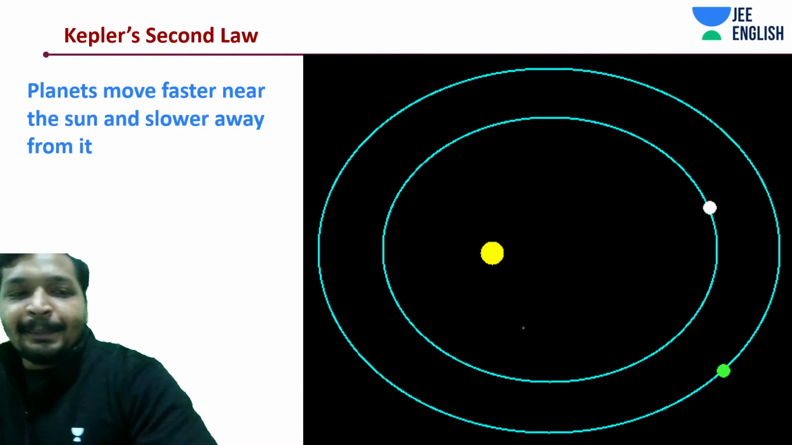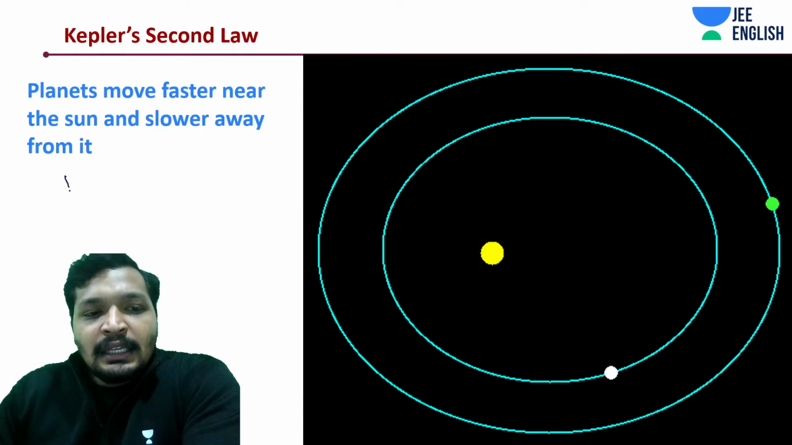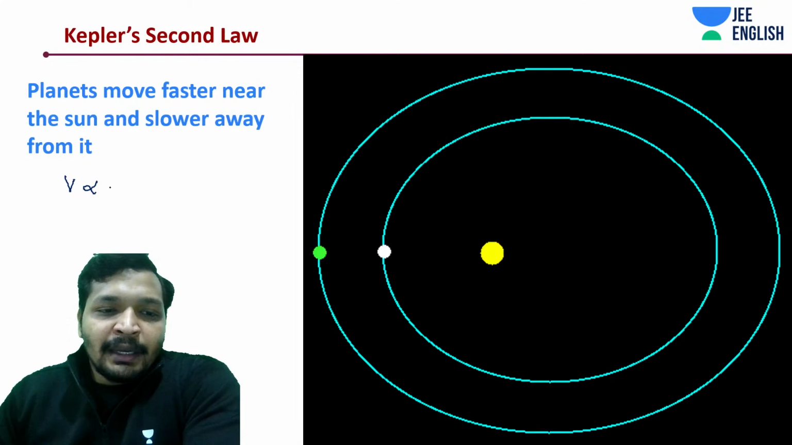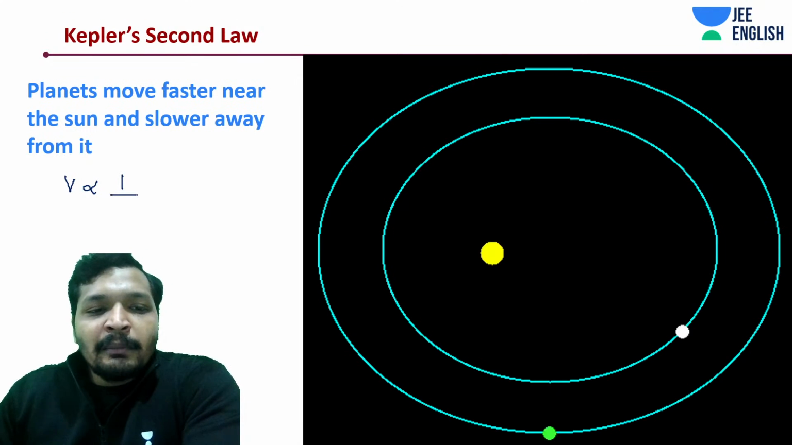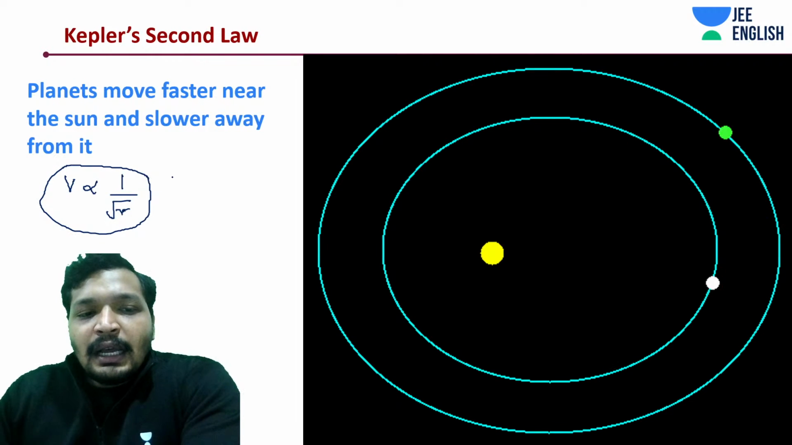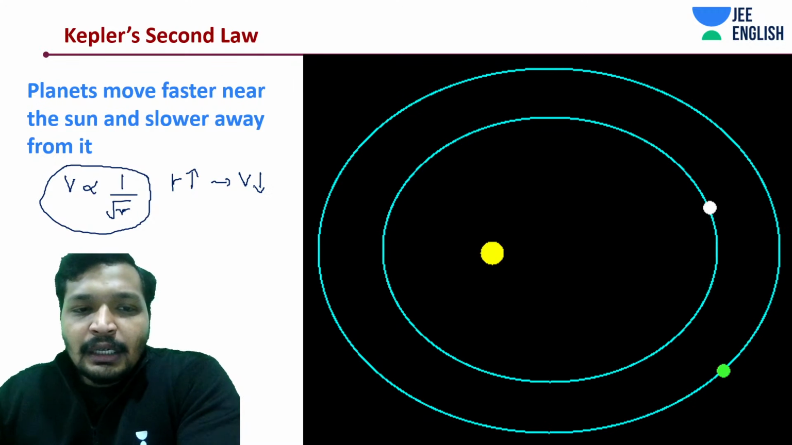Why does this happen? If you remember, we discussed something known as velocity is proportional to how much? Velocity is basically under root GM by r, which is proportional to 1 by root r, where r is the distance between the Sun and the planet. That means as r increases, what is going to happen to velocity? Velocity should be decreasing, or the speed should be decreasing.